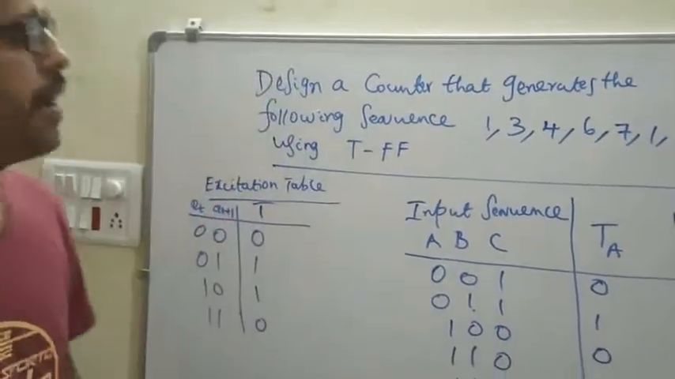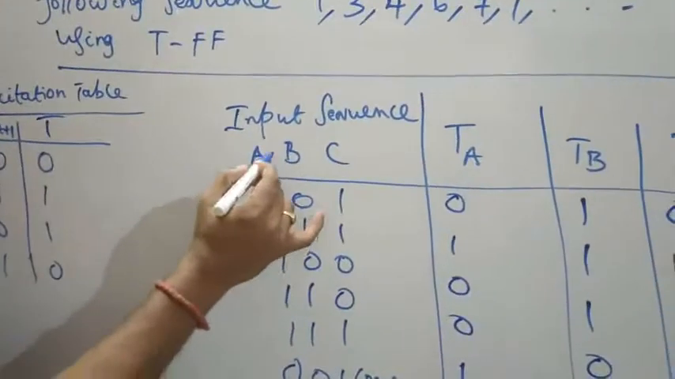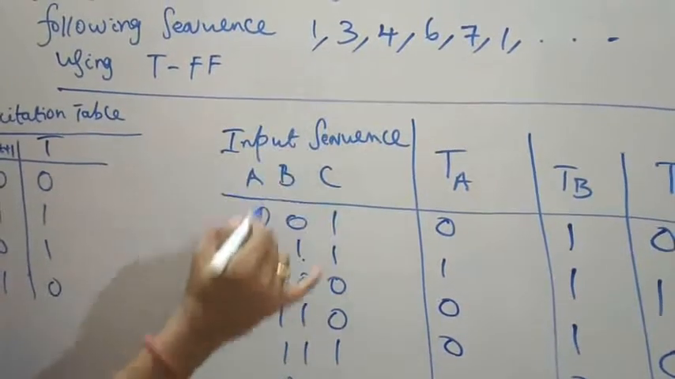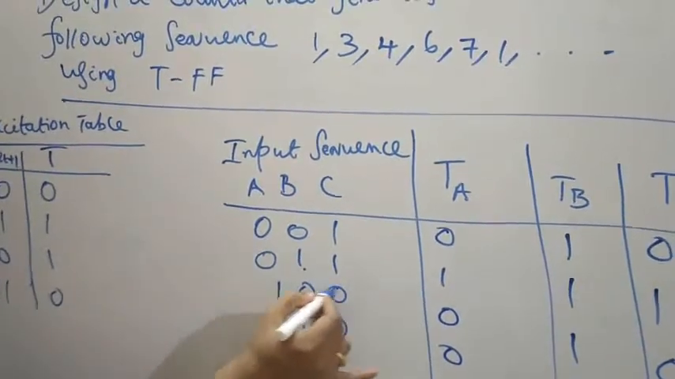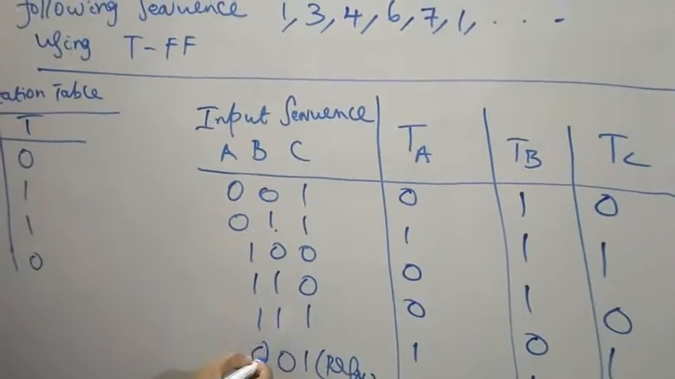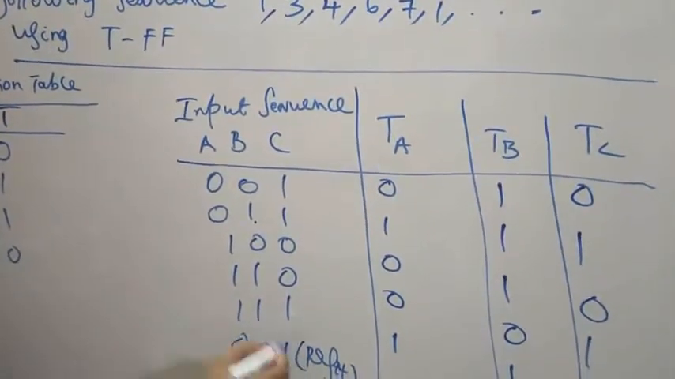Right. So the input sequence is A, B, C. The first state is 1, that is 0 0 1. The second state is 3, 0 1 1. Then 1 0 0, 1 1 0, and then 1 1 1. Once again, this is the reset state, that is 0 0 1.